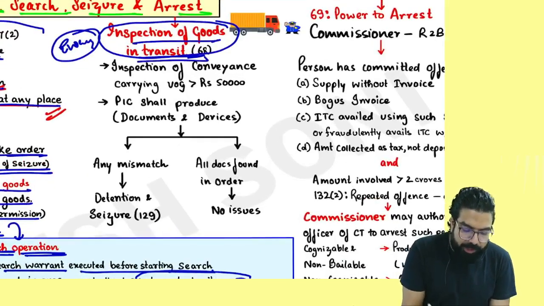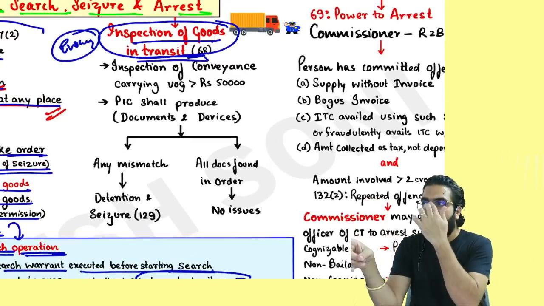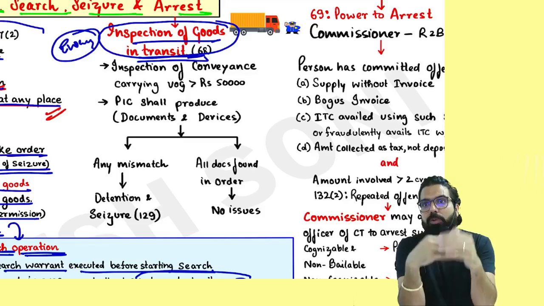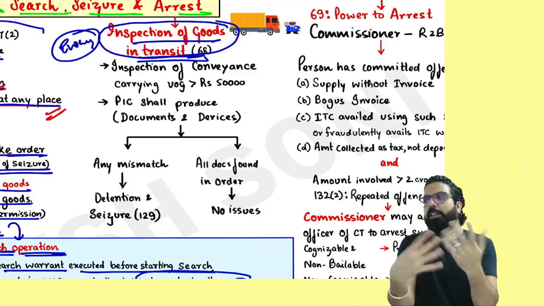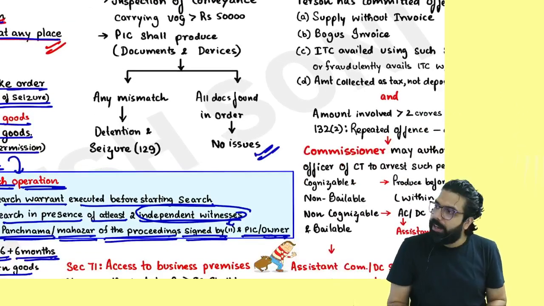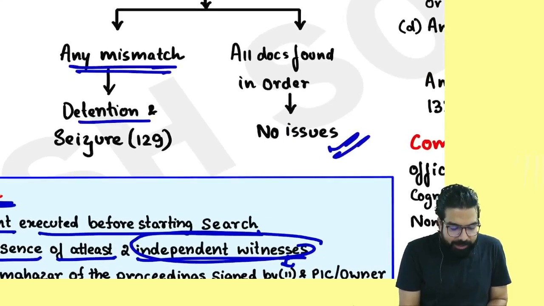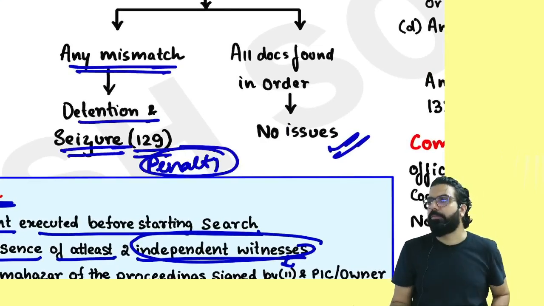One is inspection of goods in transit. Whenever you are going on the way, inspection will happen. Only when the amount you are carrying is more than 50,000 should you carry an e-way bill. If all the documents are fine, no issues, they can let you go. But sir, if any mismatch is there, they will detain and seize the goods, and under section 129 a penalty will be charged.